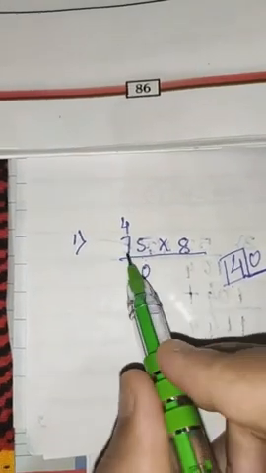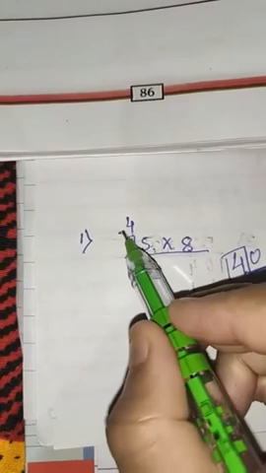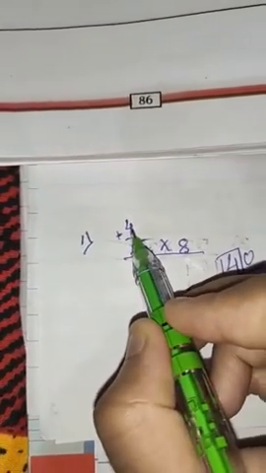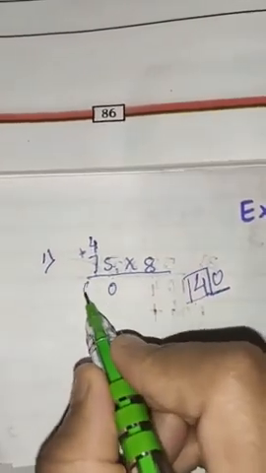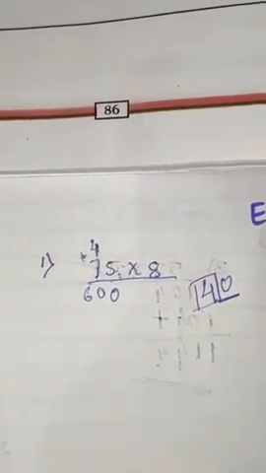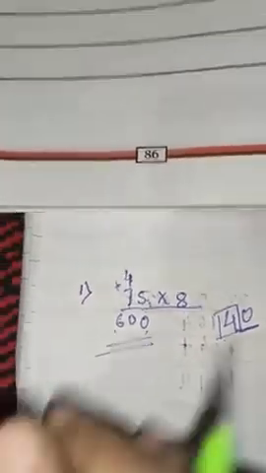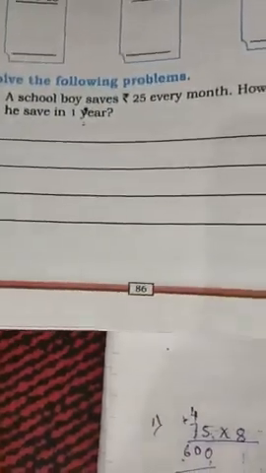Now 8 7s are 56. 56 plus 4, how much? 60, right? We'll write here 60. Understood? What is the answer here? 600. Understood? Now let's take one more example.